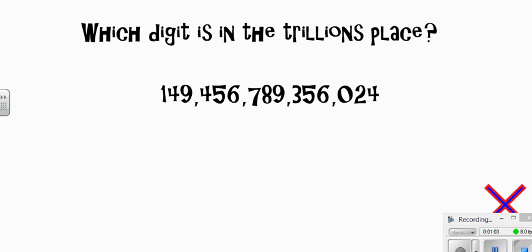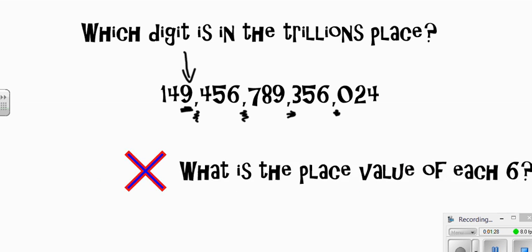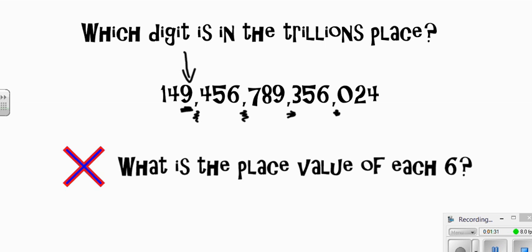First of all, it says which digit is in the trillions place, right? So when we see a number like this, we're going to say, okay, here's our 1,000 mark, here's our million mark, here's our billion mark, here's our trillion mark, and so right here, we're going to underline, and we would say that this 9 right here is in the trillions place, right? And so we have that little bit of review. Go ahead and pause the video and answer this sample question then about the sixes. Realize that there are more than 1 6 in this problem.